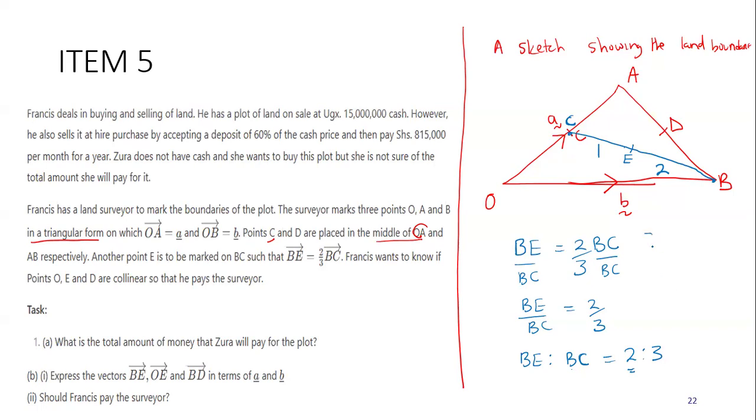So here we are going to just put that this is 1 part, since the whole of this line has 3 parts. Now, in case this is not the way you want to approach it, you could as well interpret it in this form, that B to E is 2 out of the 3 parts of BC.